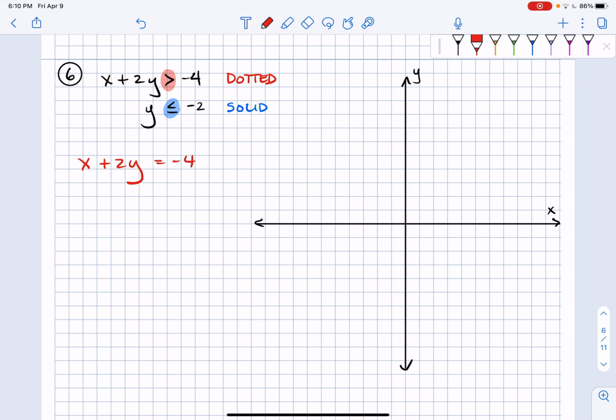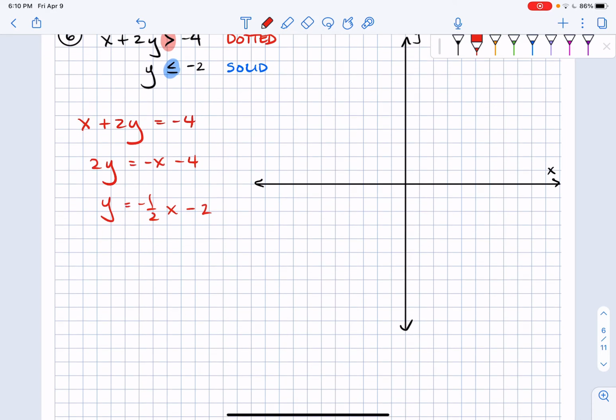I'm going to get y by itself, so I got to subtract that x over. So I'm going to have 2y is equal to negative x minus 4. Divide everything by 2, so y is equal to negative 1/2 x minus 2. Because negative 4 divided by 2 is negative 2. All right, so my y-intercept is 0, negative 2. And I got to go down 1, right 2.